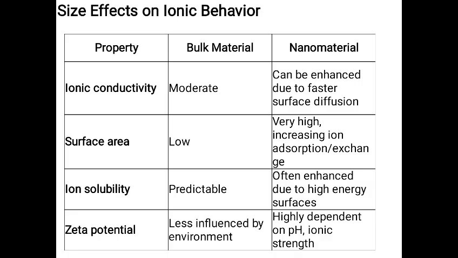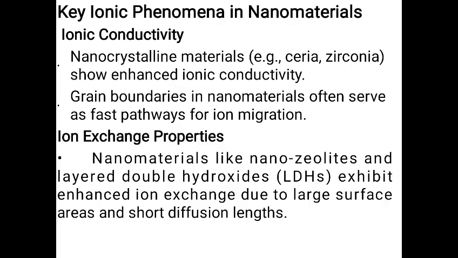Zeta potential: this is less influenced by the environment in the case of bulk material and it is highly dependent on the pH as well as the ionic strength in nanomaterials. Key ionic phenomena in nanomaterials. Ionic conductivity. Nanocrystalline materials such as ceria and zirconia show enhanced ionic conductivity. The grain boundaries in nanomaterials often serve as fast pathways for ion migration.